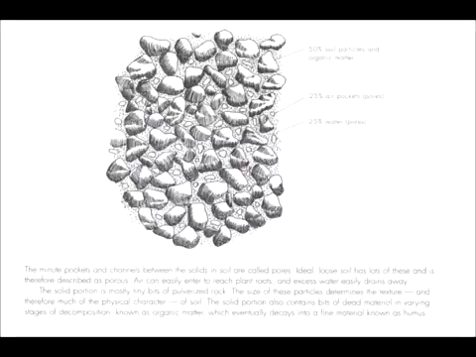The minute pockets and channels between the solids in the soil are called pores. This ideal loose soil has lots of these and is therefore described as porous. Air can easily enter to reach plant roots, and excess water easily drains away. The solid portion is mostly tiny bits of pulverized rock. The size of these particles determines the texture and therefore much of the physical character of the soil. The solid portion also contains bits of dead material in varying stages of decomposition, known as organic matter, which eventually decays into a fine material known as humus.